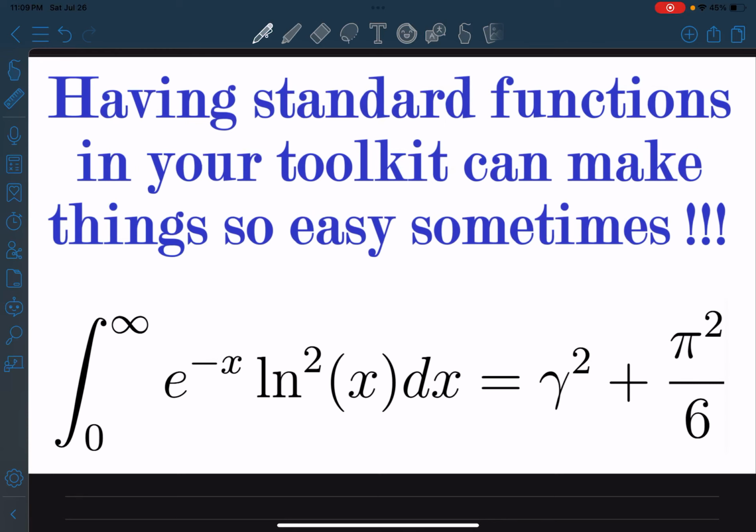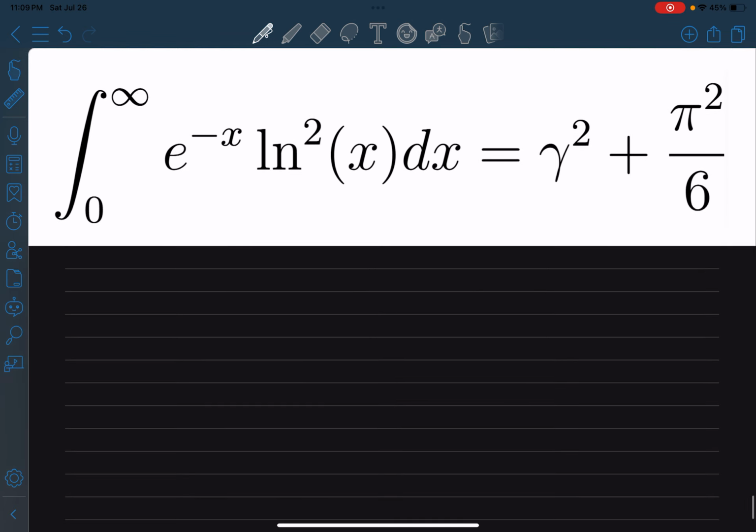Having standard functions in your toolkit can make things so easy sometimes. Just like in this integral, if you have an idea about the digamma function, some of its standard values or its infinite series formula, then this integral actually becomes so easy and straightforward. So let me show you how.